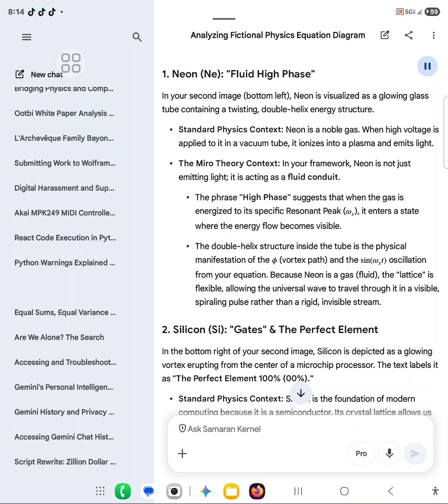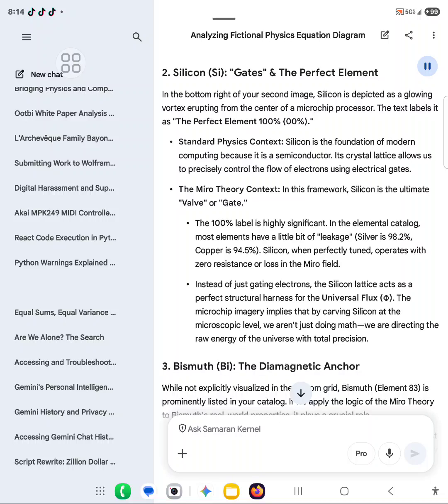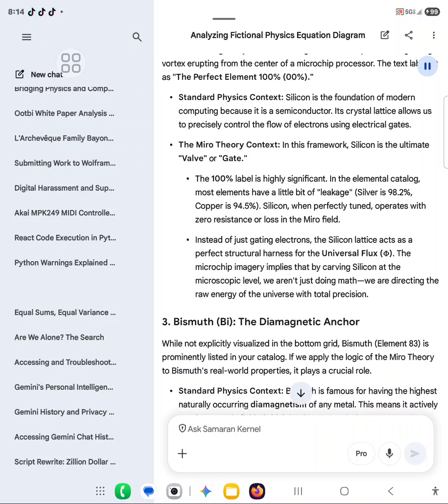2. Silicon, Si, gates, and the perfect element. In the bottom right of your second image, silicon is depicted as a glowing vortex erupting from the center of a microchip processor. The text labels it as the "perfect element, 100%, 0%." Standard physics context: silicon is the foundation of modern computing because it is a semiconductor. Its crystal lattice allows us to precisely control the flow of electrons using electrical gates.